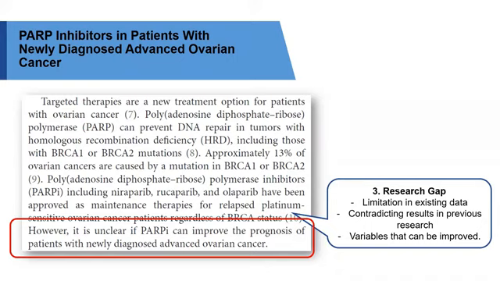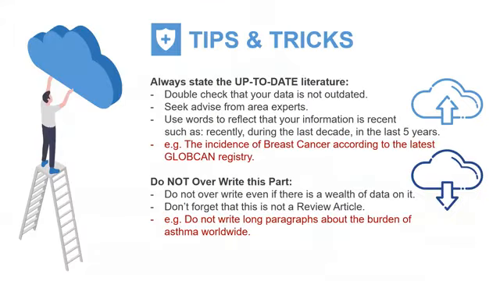There could be contradicting results in previous research. For example, drug X was efficient in a certain disease in some studies, and in other studies it did not show any efficacy, or it was not significant. So you are conducting research as well to add to this contradiction. There could be variables also that could be improved, and you're trying also through your research to improve them.